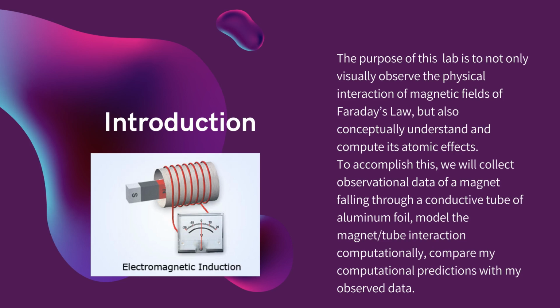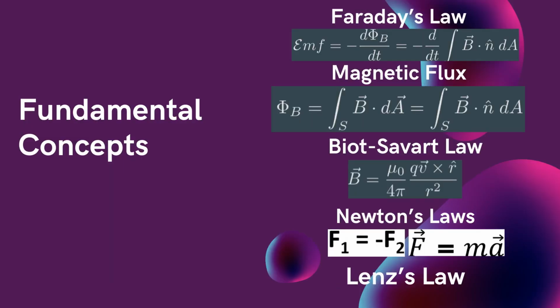The purpose of this lab is to not only visually observe the physical interactions of magnetic fields due to Faraday's law, but also conceptually understand and compute its atomic effects. To accomplish this, we will collect the observational data of a magnet falling through a conductive tube of aluminum foil and model the magnet-tube interactions computationally, and then finally compare my computational predictions with my observed data.